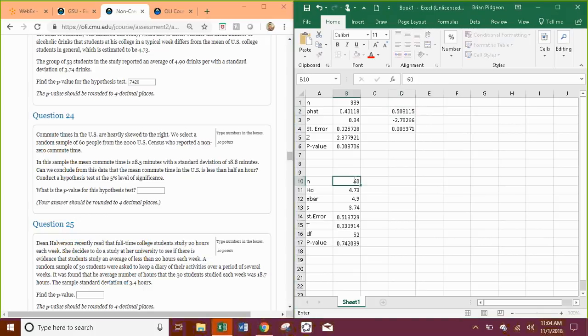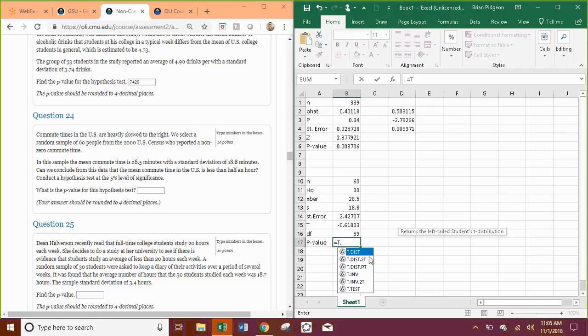Okay, so I have everything typed in, so we're just going to use this. Our sample size is 60. We are testing less than half an hour, so we're going to set up a null hypothesis that it's equal to 30 minutes. So that's going to be our null hypothesis value. Our x bar is 28.5. Our standard deviation is 18.8. Assuming we type everything in, everything else should be good now, except our p-value.